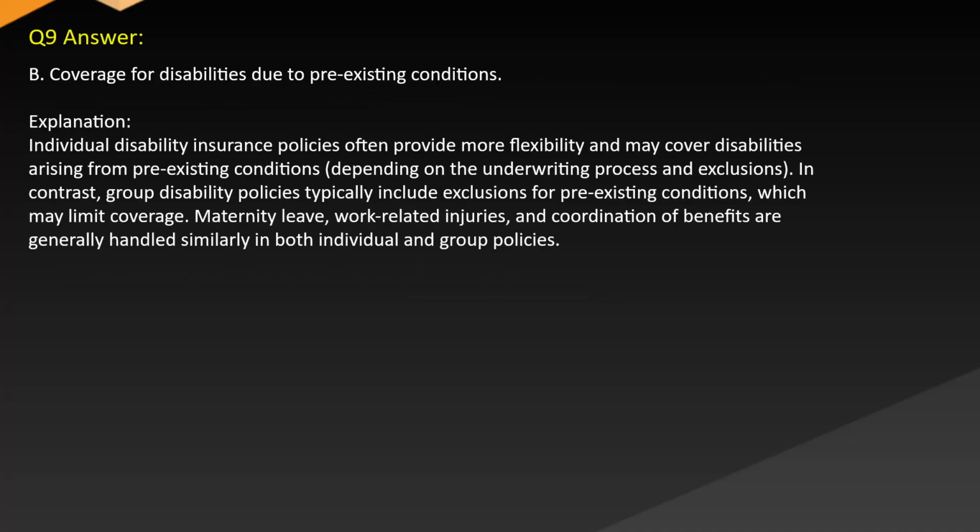Answer. B. Coverage for disabilities due to pre-existing conditions. Explanation. Individual disability insurance policies often provide more flexibility and may cover disabilities arising from pre-existing conditions depending on the underwriting process and exclusions. In contrast, group disability policies typically include exclusions for pre-existing conditions, which may limit coverage. Maternity leave, work-related injuries, and coordination of benefits are generally handled similarly in both individual and group policies.